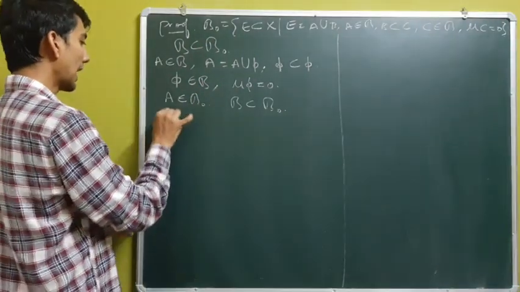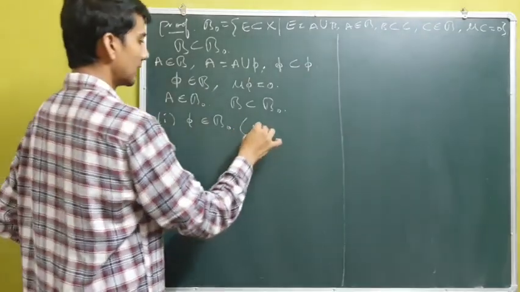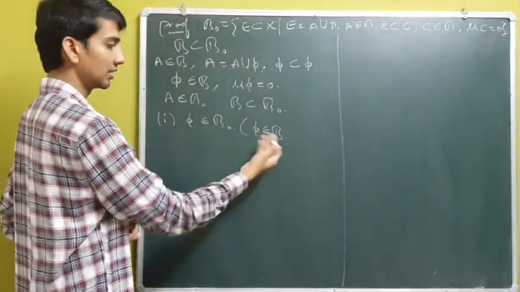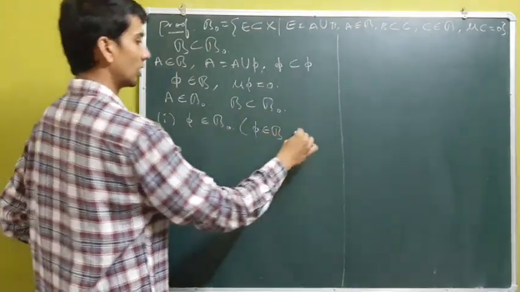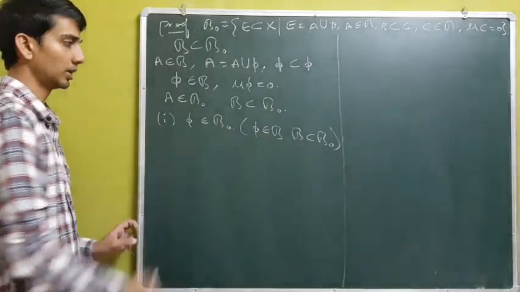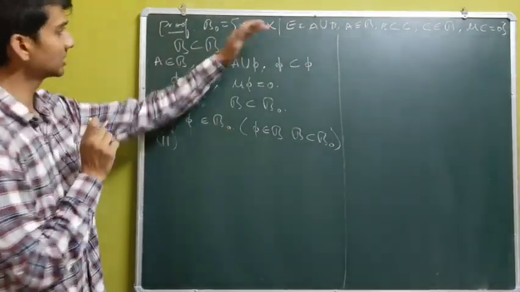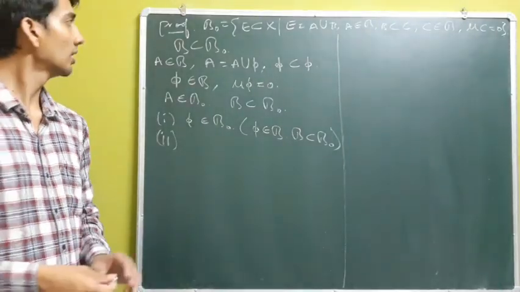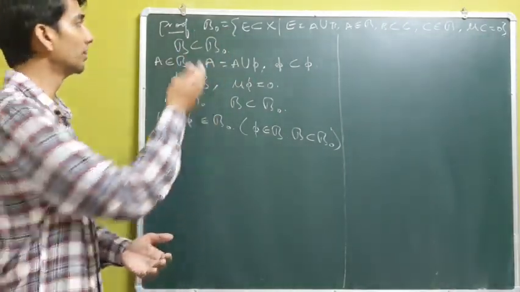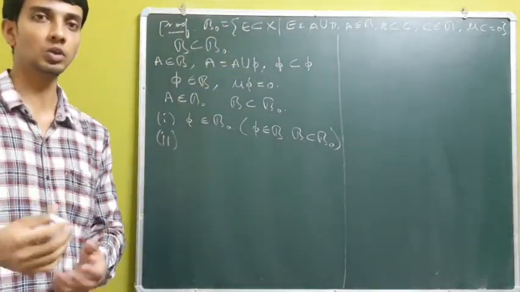For the first, I have the empty set in B naught, because the empty set is a member of B, since B is a sigma algebra, and having proved B is contained in B naught, we have the empty set in B naught. Next, in order to prove B naught is a sigma algebra, it is enough to prove that if I consider a set in B naught, its complement is in B naught, and B naught is closed under countable union.